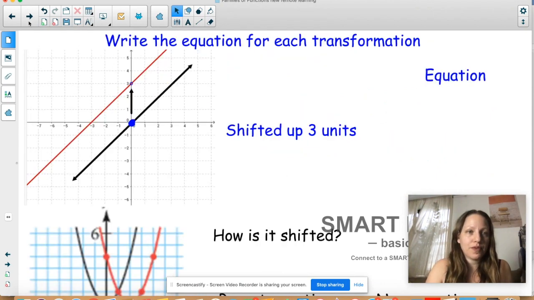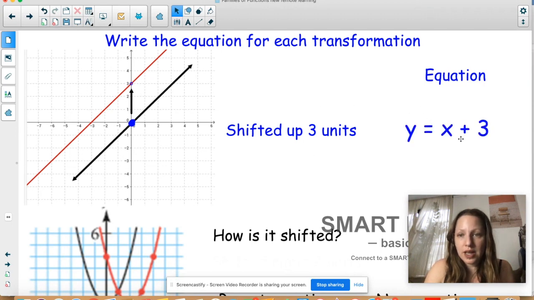Great. Okay, so now you don't have to write this down. This is just for us to understand together. So we pick 1 point on the black graph and we're going to move to the red graph. Notice that it shifts up 3 spaces. So it shifts up 3, okay? So we first want to identify, there we go. We're going to say it's y equals x plus 3 because it's linear.